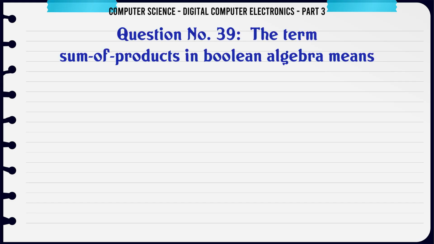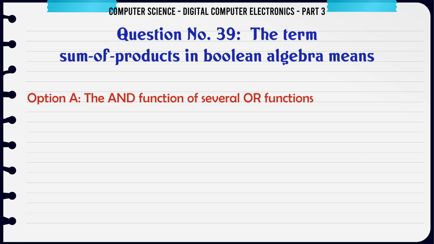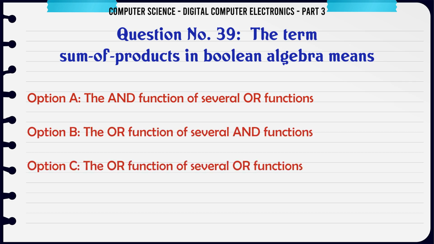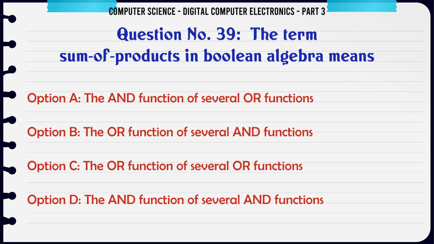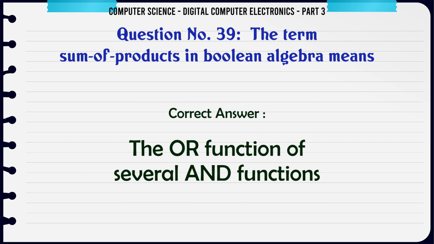The term sum of products in Boolean algebra means A. The AND function of several OR functions. B. The OR function of several AND functions. C. The OR function of several OR functions. D. The AND function of several AND functions. The correct answer is the OR function of several AND functions.